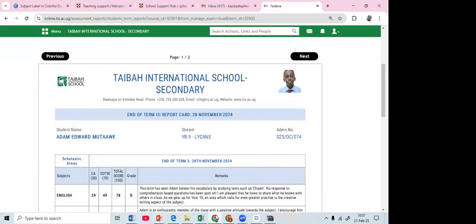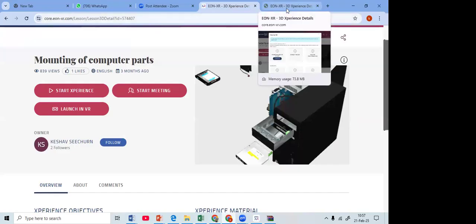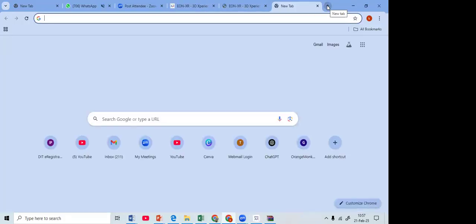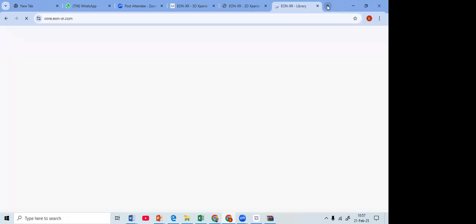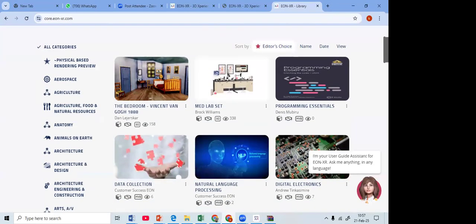But still, under teaching, allow me also to share with you some of the resources that you can use to have impactful lessons. After this session, you can search about what we call EON. EON has a number of experiences that can support you as a teacher during the delivery of your lessons. This is my EON account. I call them mainly experiences, simulations, and the rest.